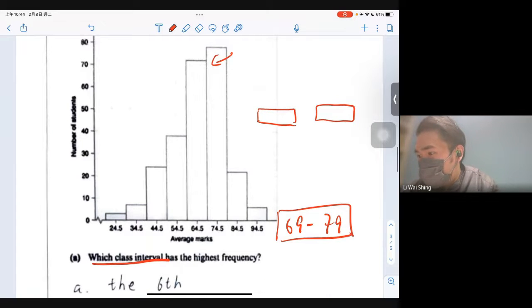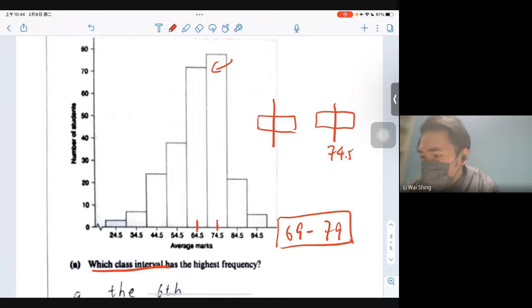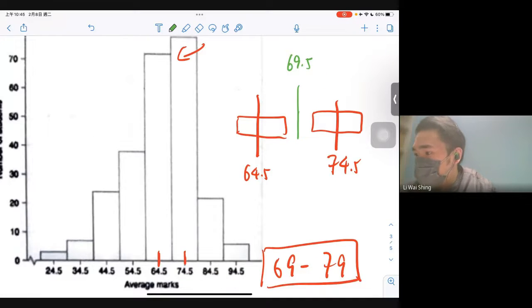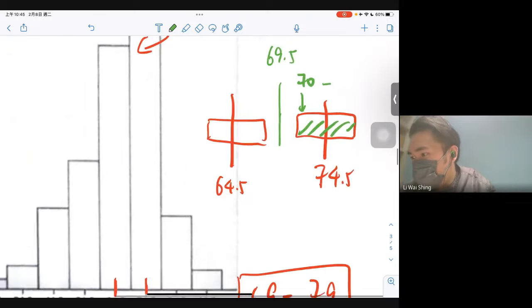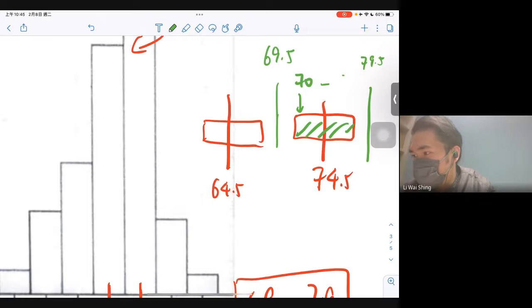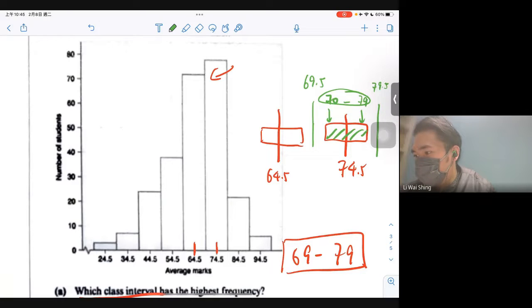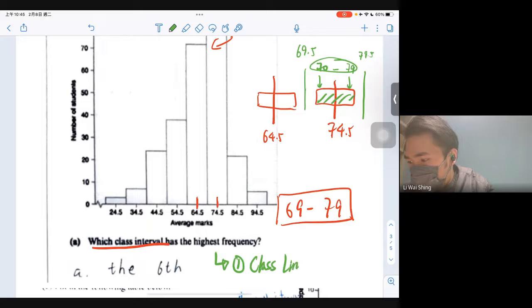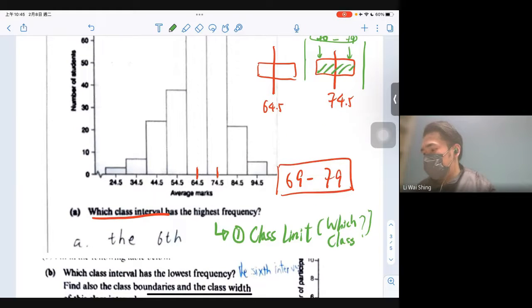And when you are asked to find the class, then you need to consider the number. 74.5 is the middle number here, and 64.5 is here. So first of all, you can do this by finding the middle number, which is 69.5. Therefore, I'm asking you to find the class, which means you want to find the class limit. Here it should be 70 up to the next boundary, 79.5, so it should be 79. That's why when I ask you which class has the highest frequency, you need to answer the class limit, which means which class. Instead of writing the 6th class, the 7th class, I don't want to know that.